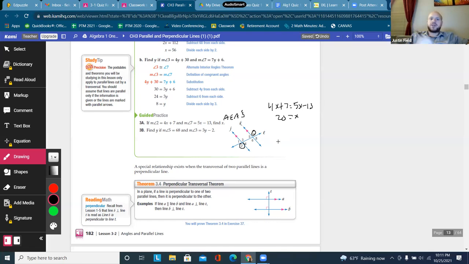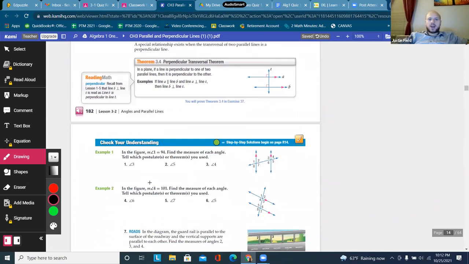That was easy. And then, okay, all right, but 5 and 3, aha. For 5 and 3, those are SSIs, which are supplementary. So then we would say 68 plus 3y minus 2 equals 180. And we would solve that, which would be 66 minus 3y equals 180, and then solve that from there.